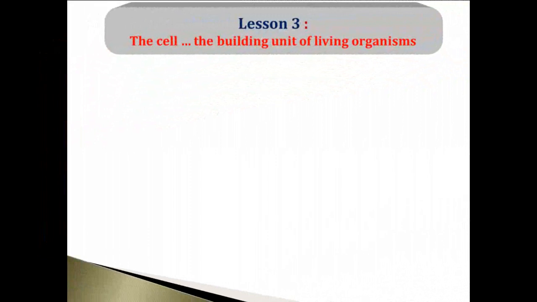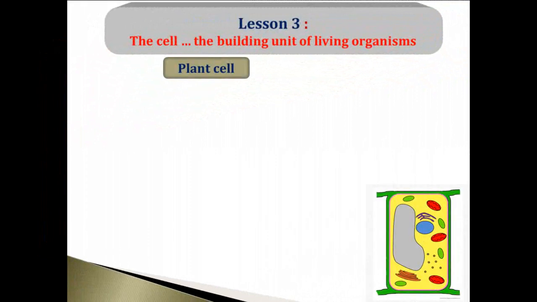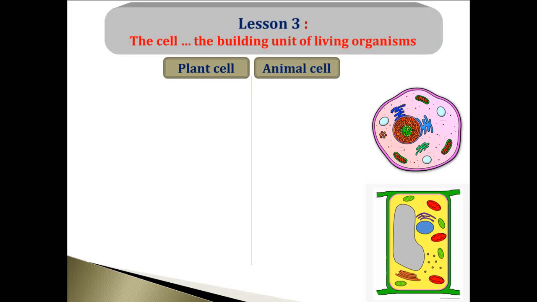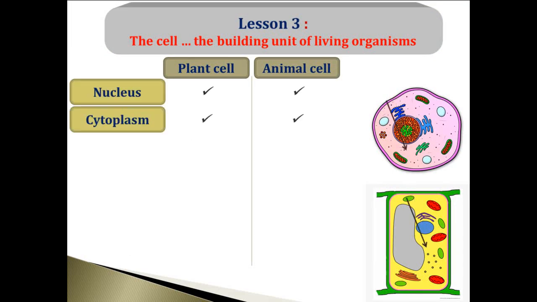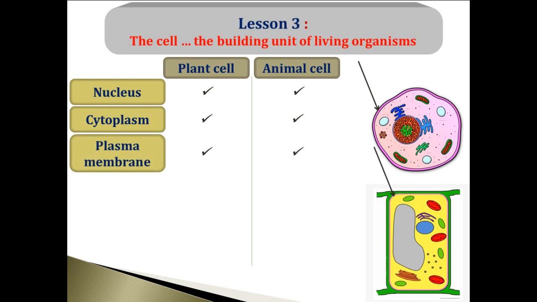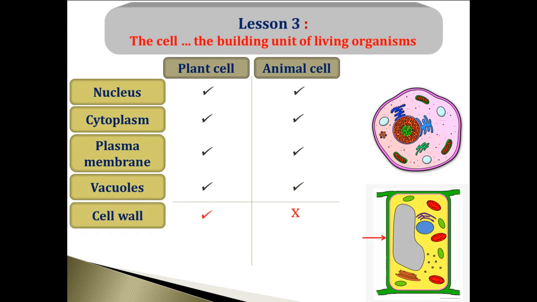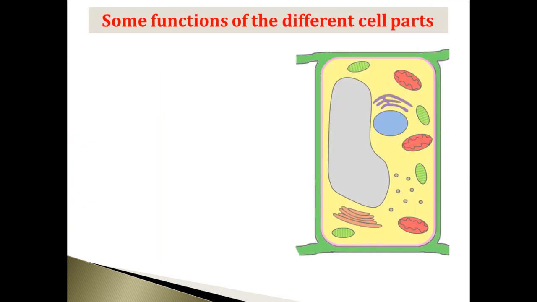Welcome back, students. Last time we made a comparison between the components inside the plant cell and the animal cell. And we found that both of them have nucleus, cytoplasm, plasma membrane, and vacuoles, while the plant cell has other components that are not found in the animal cell, which are the cell wall and the chloroplasts. Now, we're gonna discover the function of some components inside the cell.